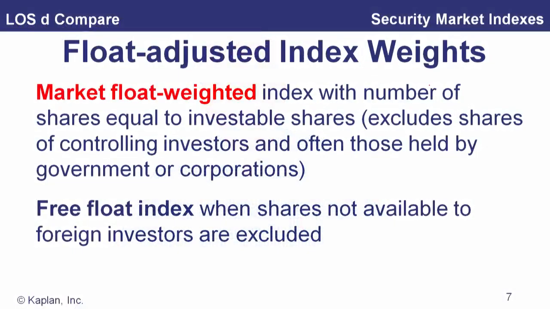Sometimes we'll make adjustments to this market capitalization. A float-weighted index looks at not the total shares that are outstanding, but the investable shares. They exclude the shares of controlling investors, and often those held by governments or corporations, because these are not really available for trading. So Bill Gates still owns a lot of shares of Microsoft, and he's not trading those shares. Right? So they wouldn't be considered part of the investable shares. So the market float-weighted index is looking at that smaller number than the total number that are outstanding.